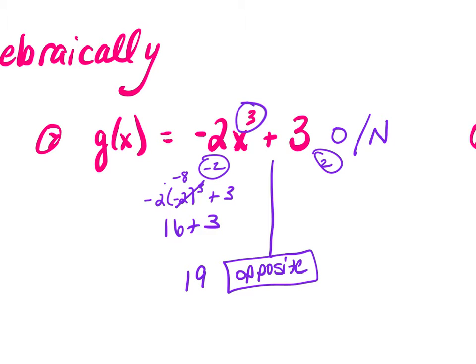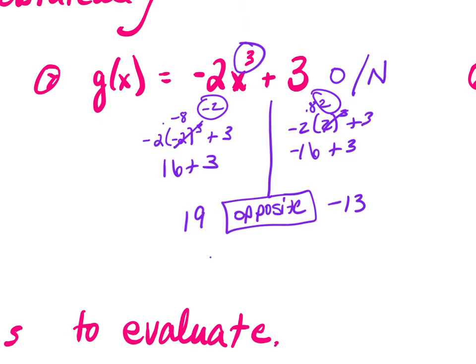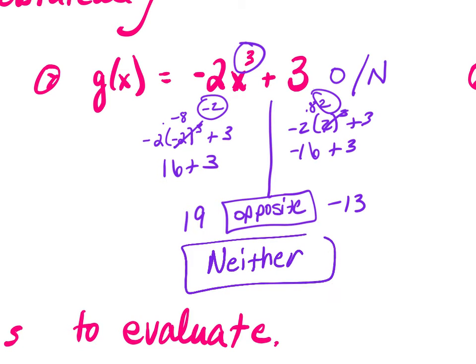So over here, I'm going to plug in positive 2. Negative 2 times 2 cubed plus 3. 2 cubed is 8. And 8 times negative 2 is what? Negative 16 plus 3 gives me negative 13. Are those two exact opposites of each other? No. So then this function would be what, Nino? Neither. Perfect. Good.